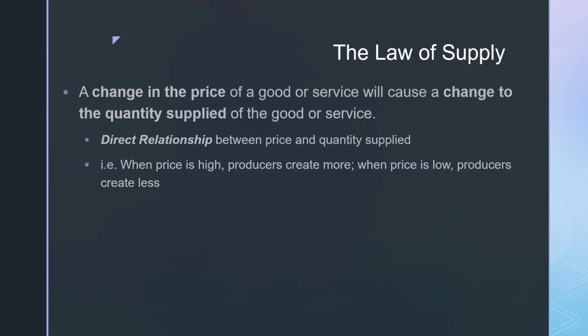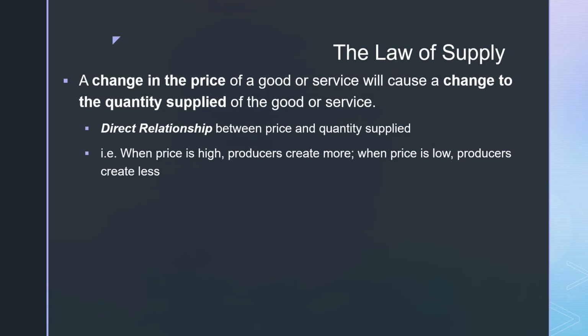So this brings us to the law of supply, and it's going to sound a lot like the law of demand. The law of supply, it's not a law of nature like gravity, but it just says that a change in the price of a good or a service will cause a change to the quantity supplied for that good or a service. So once again, you'll notice that we're just saying a change of price causes a change of quantity supplied. This is really important for you to remember. In other words, there's a relationship between price and quantity supplied. This time it's a direct relationship. Last time it was an inverse relationship.